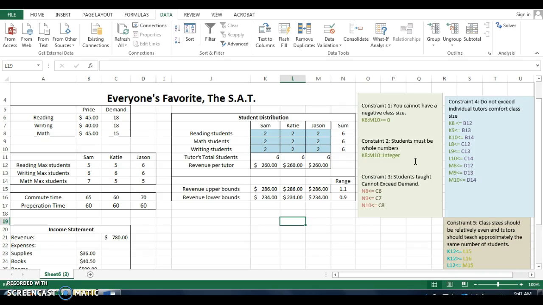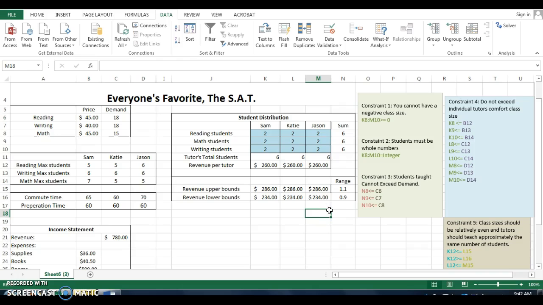Now you also need to make sure that the amount of students in each subject does not exceed the demand. Here I'm going to compare the sum. This is the sum of all the reading students and math students and writing students. And I'm going to make sure that that is lower than the demand over here. I'm going to do that with these formulas that I'm going to highlight right there. Cool. And that'll be my 3rd constraint.